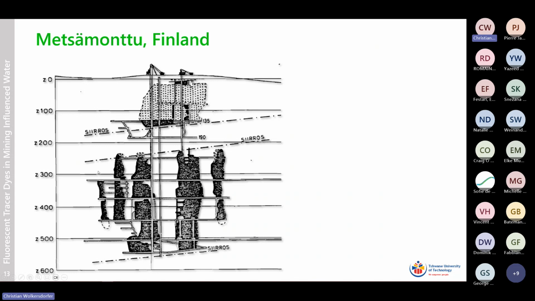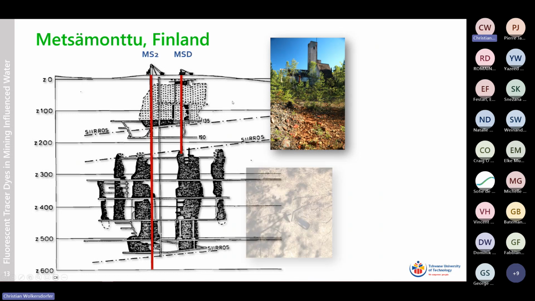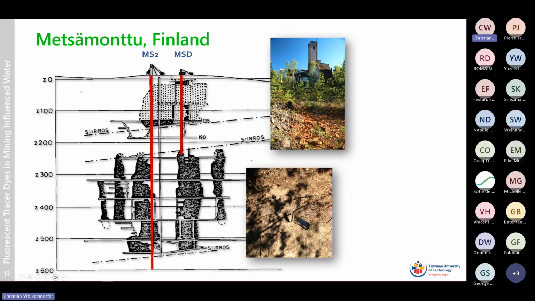So that's from a 1970 publication. You can clearly see that we have two shafts. One I called MSD. Here you can see a picture of it. It's 250 meters deep. And the other one, it's 330 meters away from this one. It's Metsämontu shaft number 2. When it was constructed in the 1980s, it was the deepest shaft in Finland with roughly 600 meters.